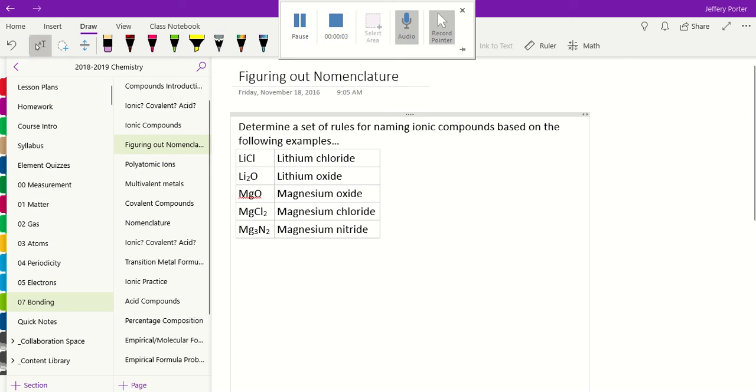All right, so what are some things you notice about the formulas and the names? So, yeah, the second name in this case always ends in IDE. So, let's take a look at some of those. First off, we're talking about ionic compounds, so we have cations and anions. What is that second name? Is it the cation or the anion?